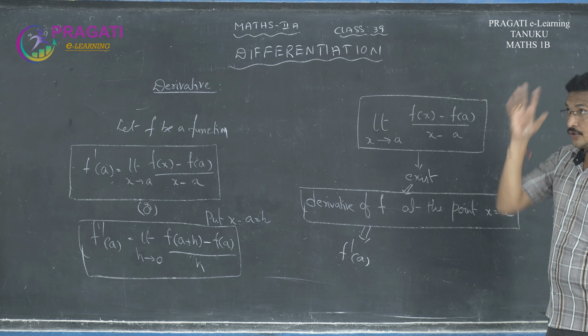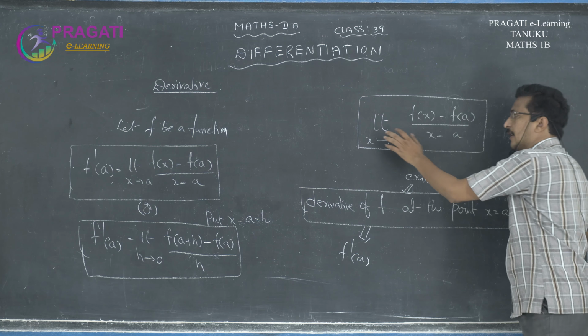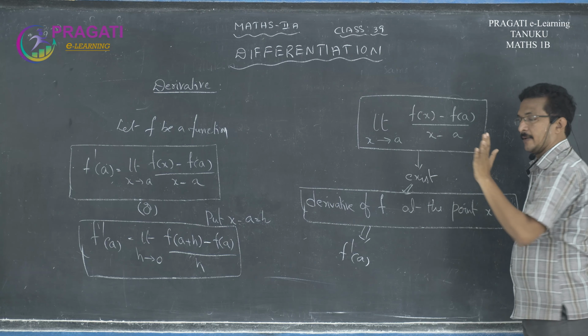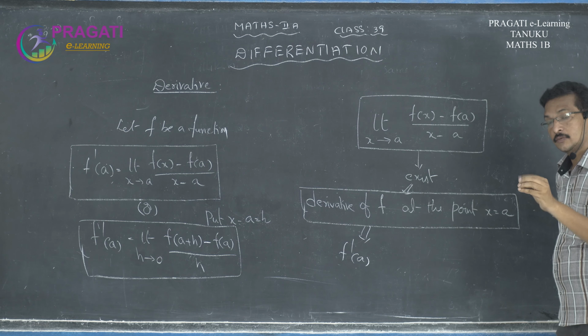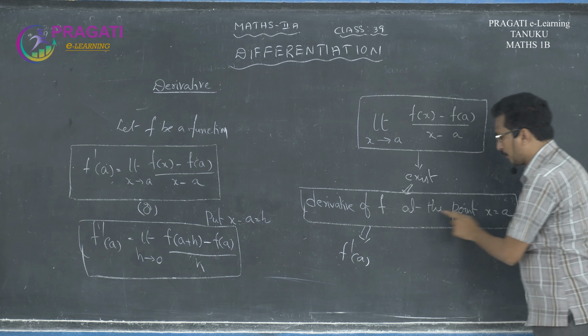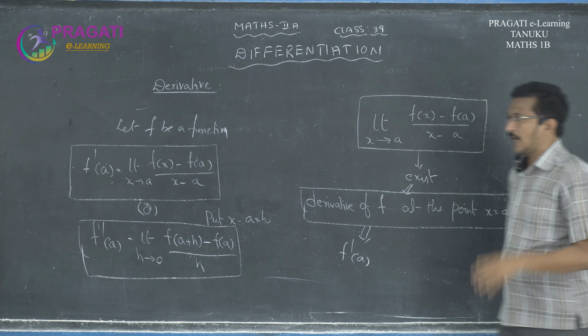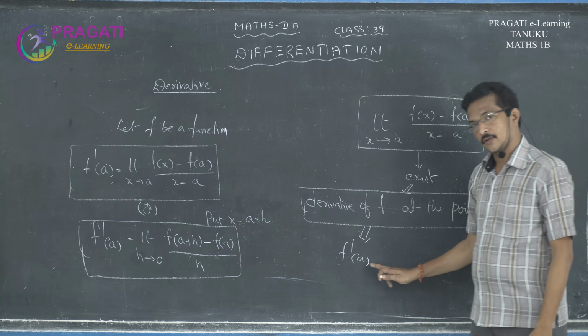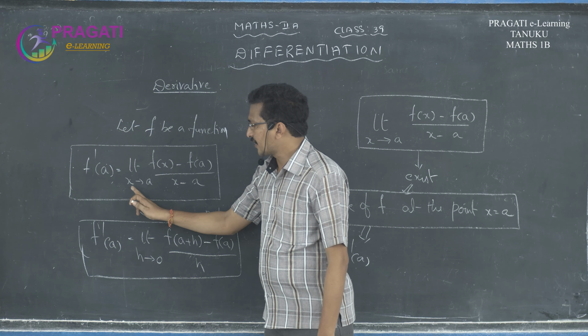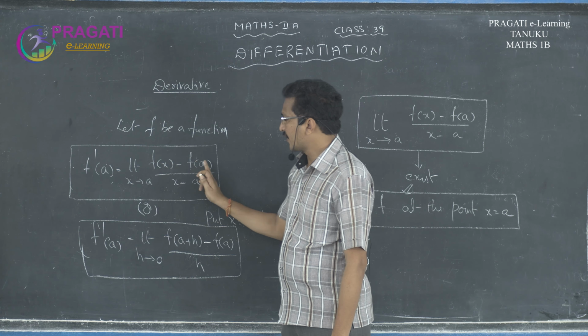Here we use this concept to find limit x tends to a, f of x minus f of a by x minus a. The value found is called the derivative of f at the point x is equal to a, and it is denoted by f dash of a. To write, f dash of a is equal to limit x tends to a, f of x minus f of a by x minus a.